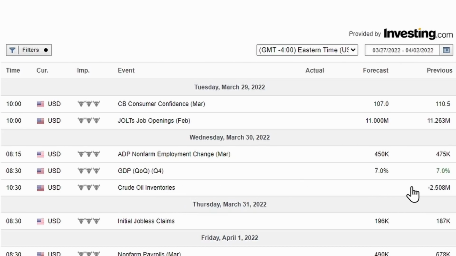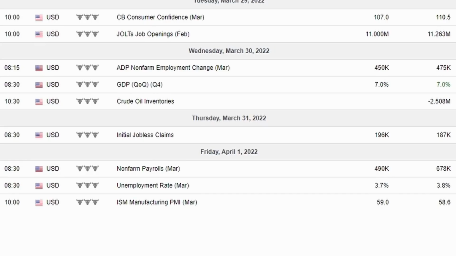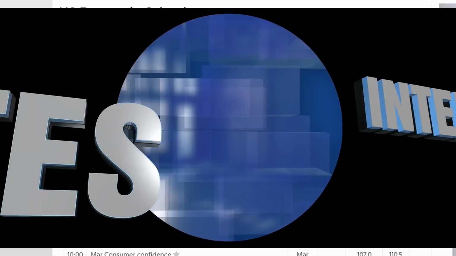The crude oil inventories, we're going to probably see a depletion in that again as well because of the need for fuel right now, especially with the Russian situation going on. Then on Thursday, we have initial jobless claims. That'll give us the read on there. Then we have Friday non-farm payroll, unemployment rate, and manufacturing, the PMI. So this week is full of information that is going to let us know if a recession is on its way.